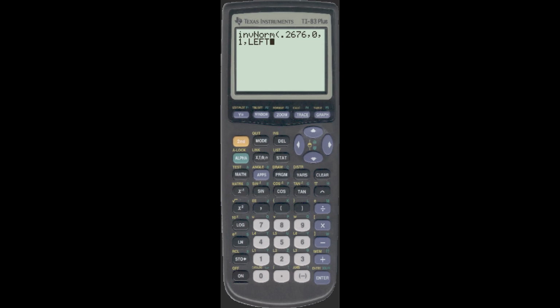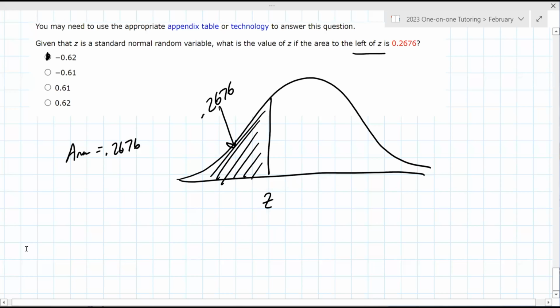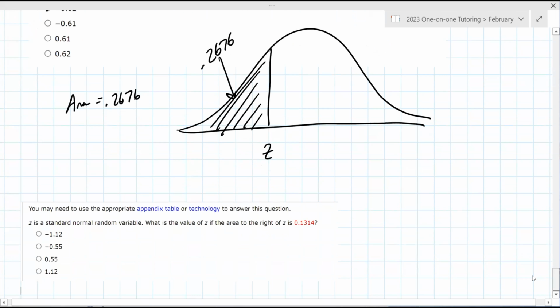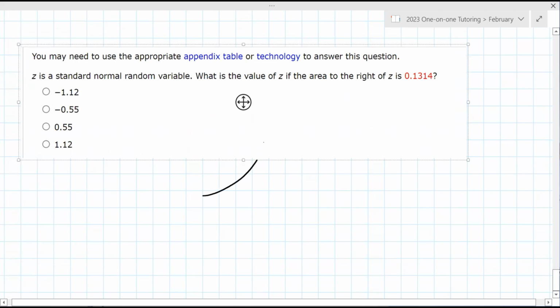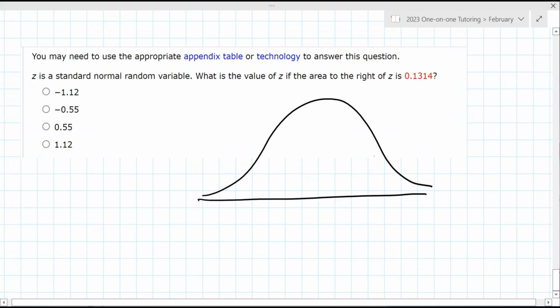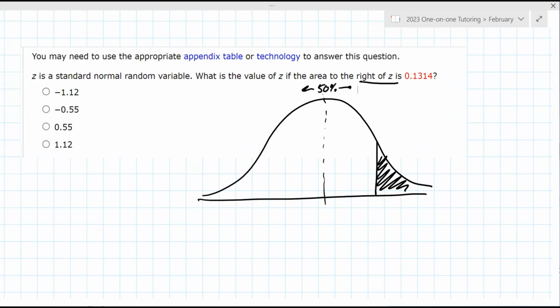So let's look at a new problem here. I'll go back to the other screen. All right, so this time it's to the right of Z. So you draw your normal curve, and you might be wondering, how does Matthew know that it's right there? Well, 50% is to the right and 50% is to the left. So 0.13 is not that much, so I'm assuming it's over there, and it says right of Z. So this time in your calculator, you're just going to have to change your tail to be right-tailed when you're typing this in.